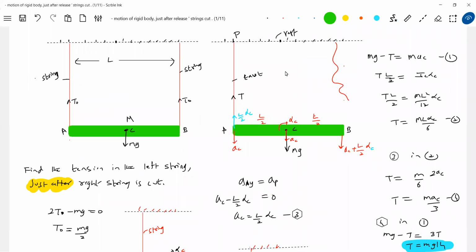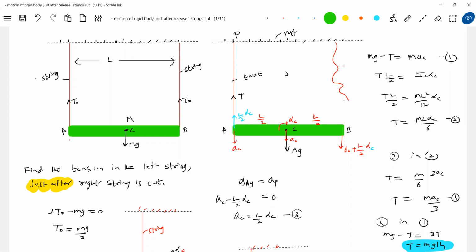What is the state of the rod? The rod is at inertia of rest, no? The moment you cut the string, due to weight, what will happen? Earlier 2 T naught equal to mg. When you cut the right string, definitely the net force mg, the weight, will be downward. So the rod doesn't know whether the left string is cut or not. It will try to move down. The center of mass will try to move vertically down. So mg minus T equal to mac. Then what will happen? The string will become taut.